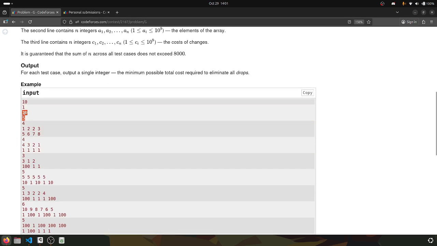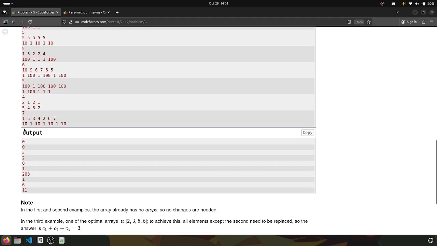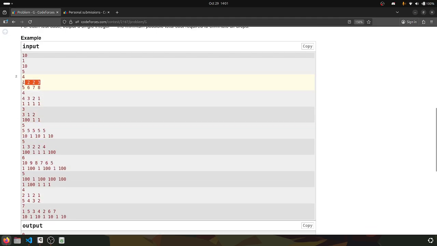So the first test case, it's only one element, so we don't really need to do anything. The next test case, it's already in ascending order, 1, 2, 2, 3. So again the cost is 0. The next array, 4, 3, 2, 1. Let's see for that. 4, 3, 2 and 1. This is the array A and the array C, 1, 1, 1, 1. So let's try to find the answer for this.